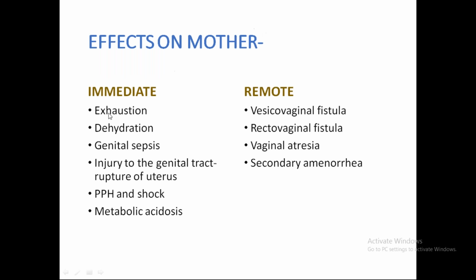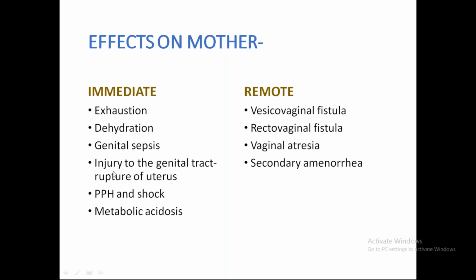So what are the effects on the mother? The mother will be exhausted because of pain and agony. She can have dehydration because of decreased intake of oral fluids or IV fluids not being given. Genital sepsis she can develop. Why can they have genital sepsis? Because of prolonged labor, rupture of membranes, and repeated per vaginal examination.